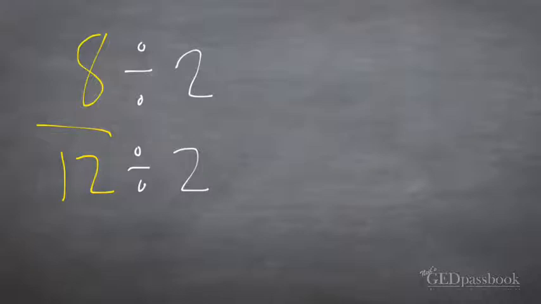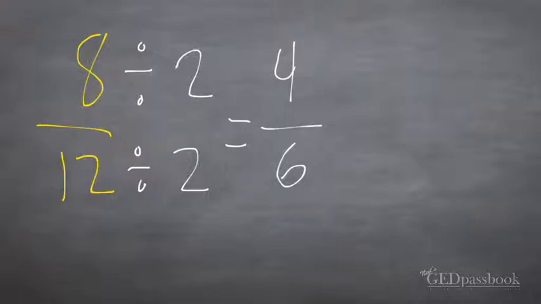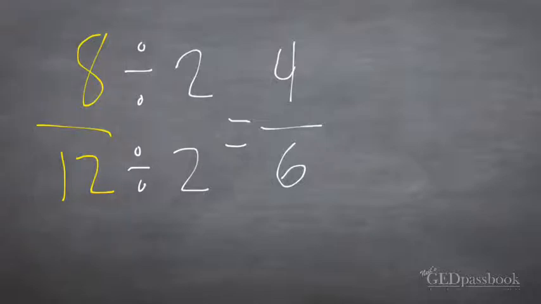But in this case, both of them can be divisible by 2. 8 divided by 2 is what? 4. 12 divided by 2 is? 6. And just like that, you came out with a simpler fraction than your original 8 over 12. But wait, there's more. You must always ask yourself whether your simplified fraction could be simplified even more.